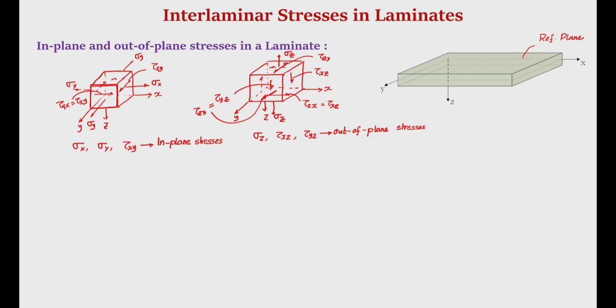Now, try to understand with reference to a laminate what these stresses do. The in-plane stresses are responsible for in-plane strains, like extension or stretching in that plane, whereas the out-of-plane stress sigma z, if it acts at the interface, will try to separate two adjacent plies. Similarly, tau xz, if it acts at an interface, will try to cause relative sliding between two adjacent plies.